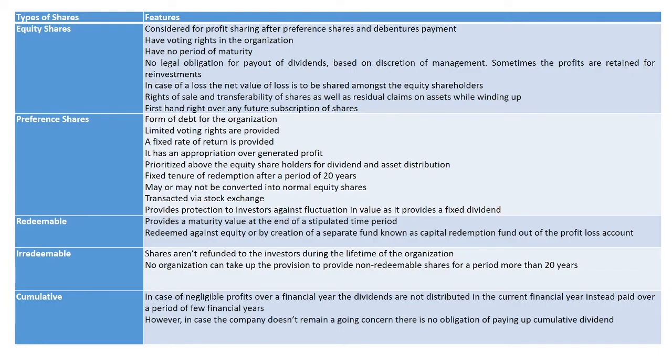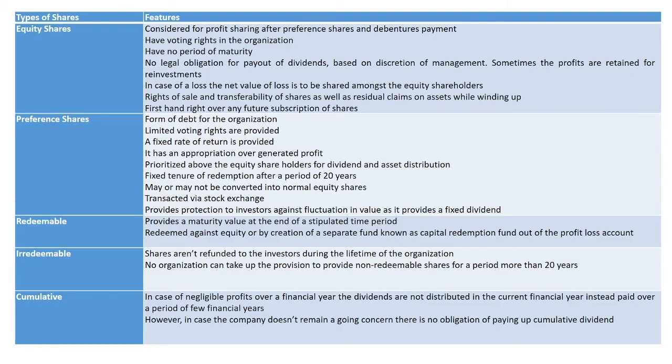Like in case of debentures, we pay a fixed amount of interest. Here in the preference shares, a fixed dividend is provided. Redeemable shares provide a maturity value at the end of a stipulated time period, redeemed against equity or by creation of a separate fund known as the capital redemption fund out of the profit and loss account. Irredeemable shares aren't refunded to the investors during the lifetime of the organization. No organization can take up the provision to provide non-redeemable shares for a period of more than 20 years.